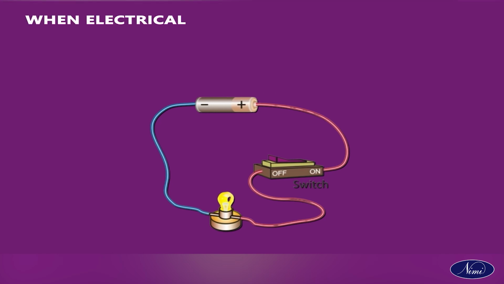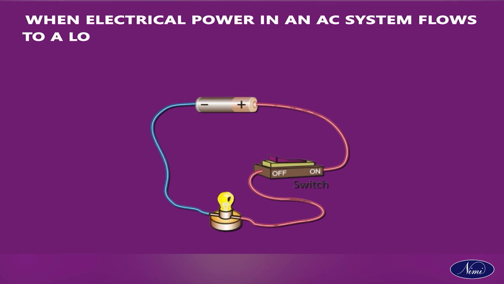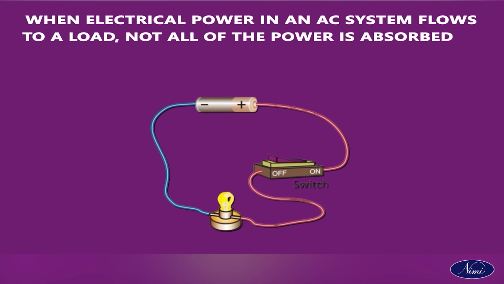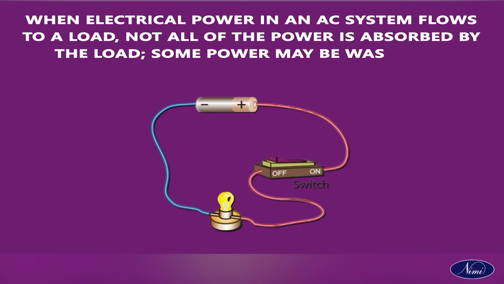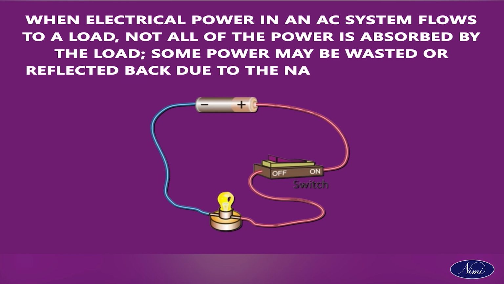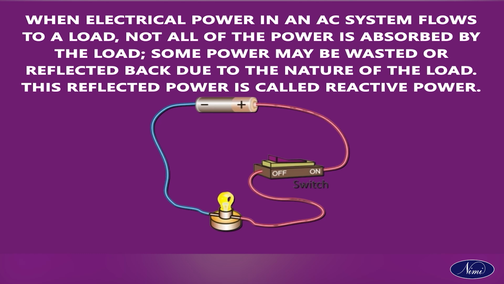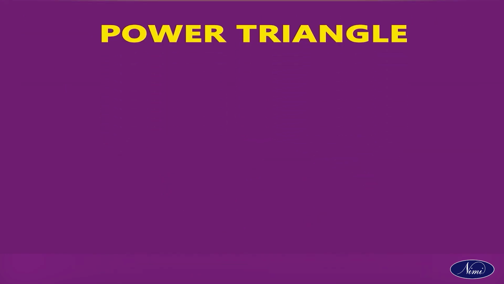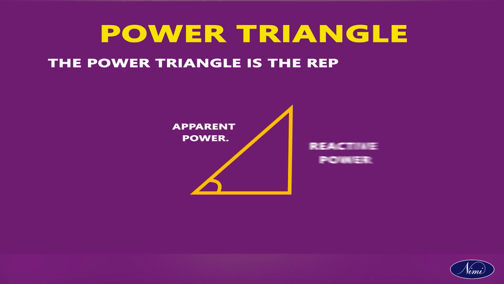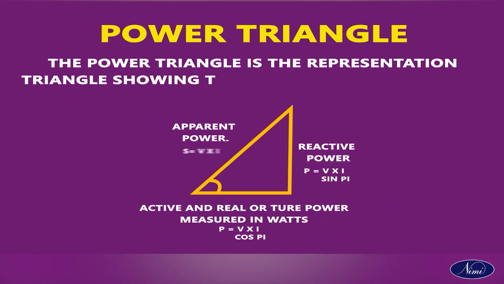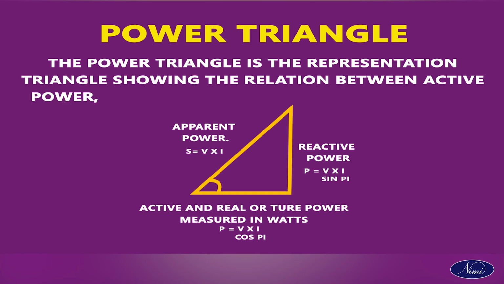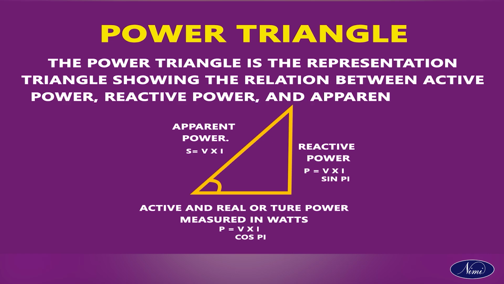When electrical power in an AC system flows to a load, not all of the power is absorbed by the load. Some power may be wasted or reflected back due to the nature of the load. This reflected power is called reactive power. Power triangle. The power triangle is the representation triangle showing the relation between active power, reactive power, and apparent power.